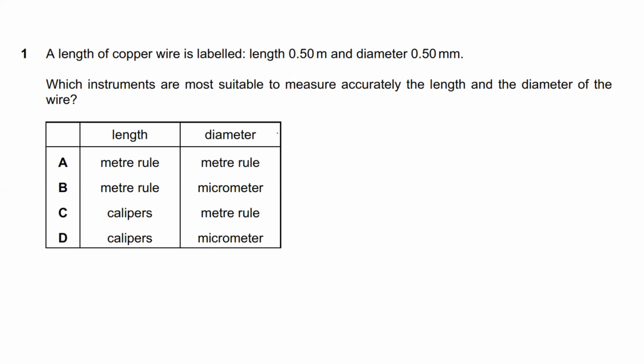So let's see what options we have. Length meter rule, yes. Diameter, no. Then length meter rule, yes. Diameter micrometer, yes, you can measure. Then length using vernier calipers, no. Meter rule, diameter, no. Length using vernier calipers, no. And then micrometer, yes. So the best option we have is B.